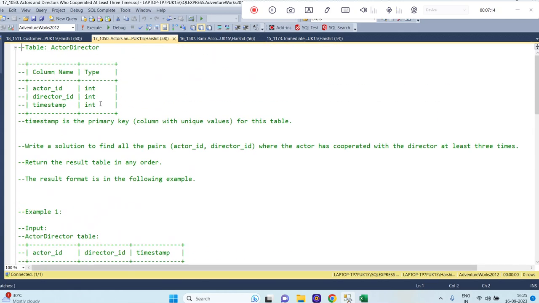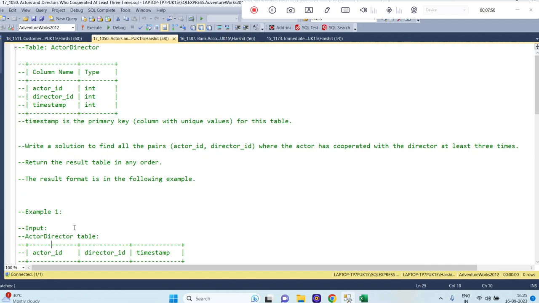Here they have given us the actor director table, and in it the actor ID, director ID, and timestamp columns are given. Timestamp is the primary key for this table. Write a solution to find all the pairs. All the pairs means the actor ID and director ID combination, where the actor has cooperated with the director at least 3 times. Return the result table in any order. The result format is in the following example.